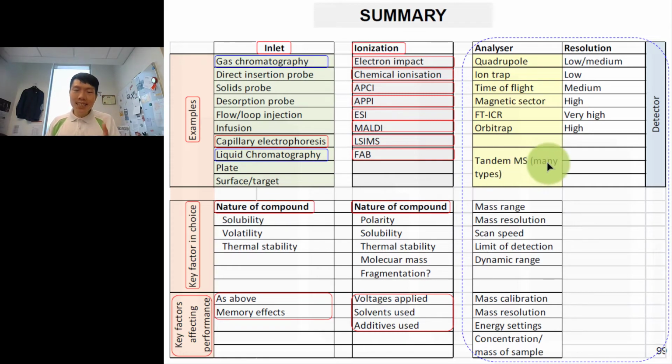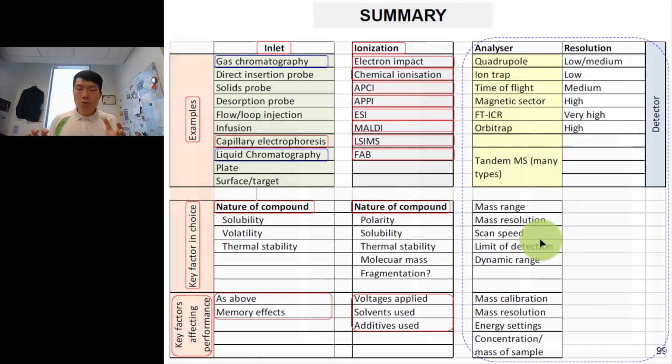Now, for the analyzer, we have different kinds of detection mode, and further down this series, we will explain more about the different analyzers. But in general, you can have the quadrupole that was mentioned before, for low to medium resolution, ion trap for low, TOF, time of flight, for medium resolution, so this is normal for what we do. But for very high resolution that you desire, we use the Orbitrap. Very high, you can use FT-ICR, also magnetic sector. There's also tandem MS, MS/MS.